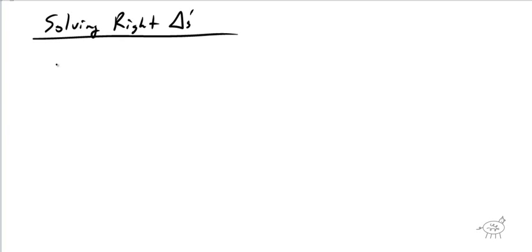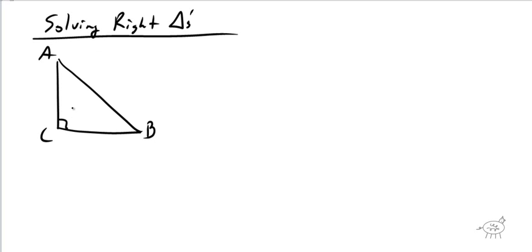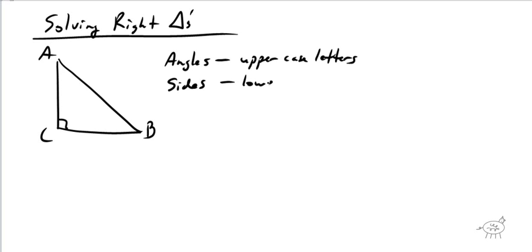A couple things we need to talk about first. If I draw a nice little right triangle and label the vertices A, B, C, easy as 1, 2, 3, your angles are always upper case letters, and your sides are lower case letters. Always got to remember that. It's really important. So don't come up to me and ask whether this is a side or an angle, because I'll tell you to go sit down, because I just taught it to you.